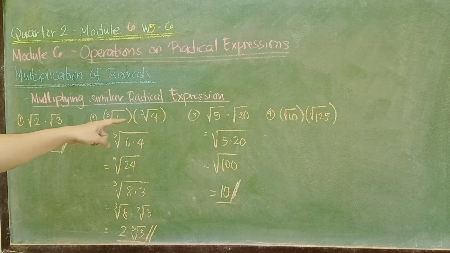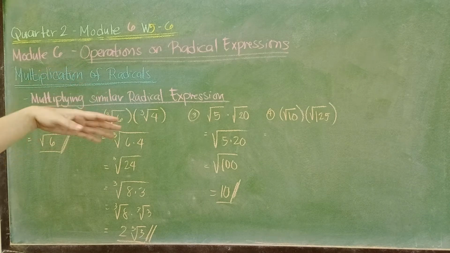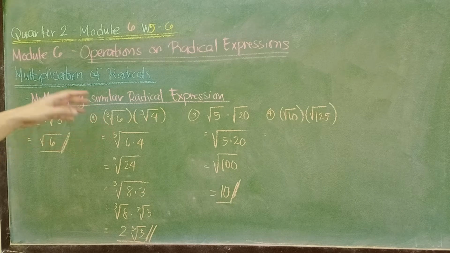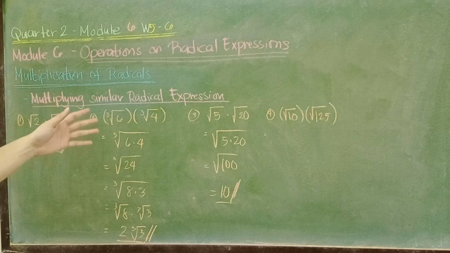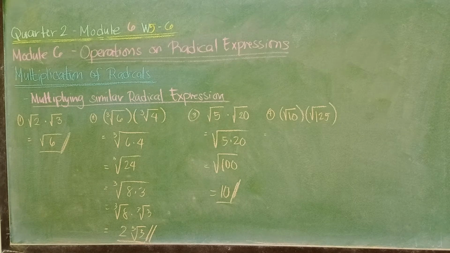So may instances na perfect square yung makukuha mo dun sa pag-multiply ng dalawang radicand or multiple radicands. So kung perfect square yan, diretso na ano yung square root ng number na yun, makukuha mo na yung final answer. Yung number 1 kasi hindi siya perfect square. So, hindi mo pwedeng kunin yung square root ng 6, o hindi mo na siya pwedeng i-simplify.